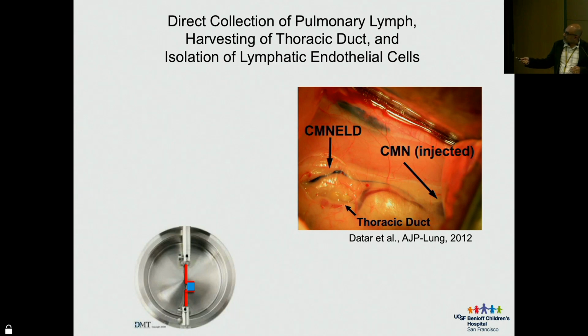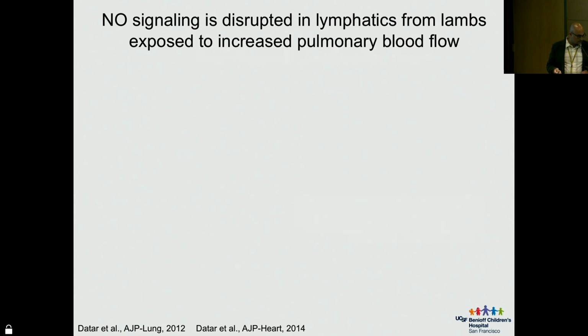We also harvested thoracic duct vessels, cut them into rings, and mounted them on these pins, where we could then quantify the tension those rings could generate under different conditions, either normal baseline conditions or under exposure to vasoactive medications like norepinephrine. And the results of these kinds of experiments are summarized here.